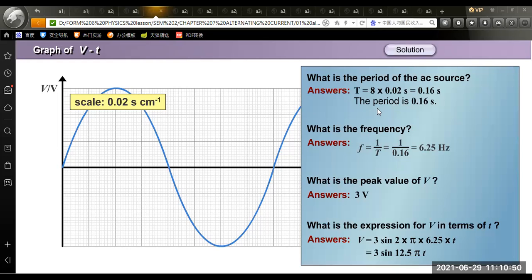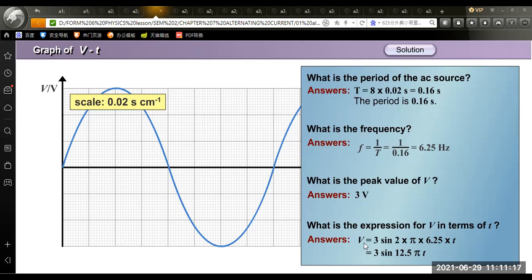The frequency f equals 1 over T, that's 1 over 0.16. We get 6.25 hertz. And what is the peak value of the voltage? The peak value is the maximum. That means here 1 cm, 2 cm, 3 cm. The scale is 1 volt per cm, so that means it will be 3 volts.